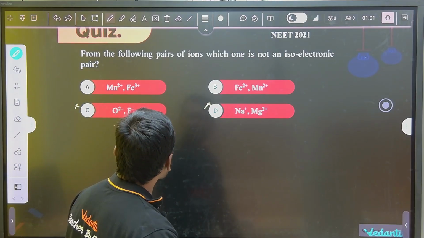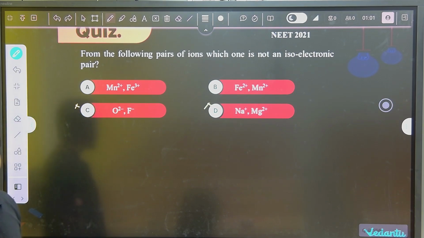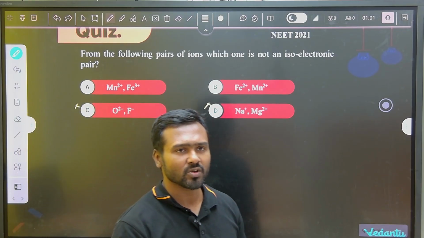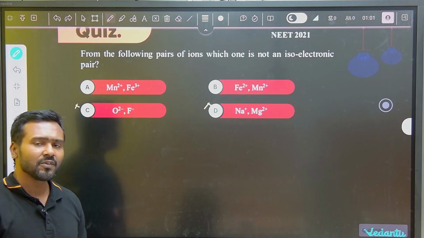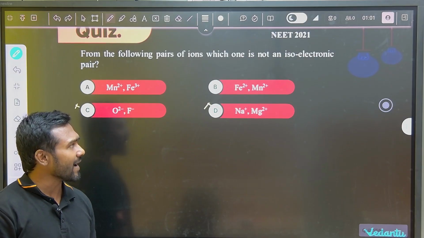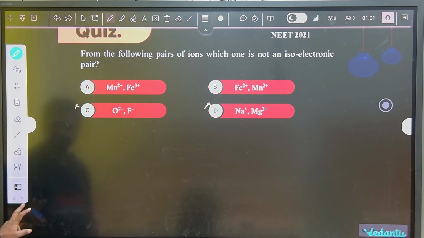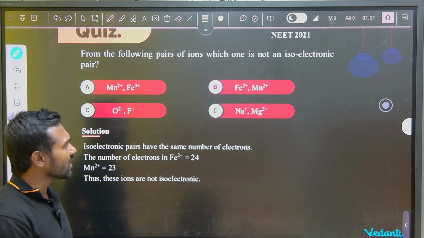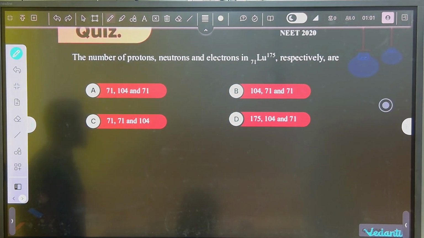Next, Mn2+. Manganese is 25, and 2 electrons removed gives 23. And iron is 26, and 3 electrons removed, so it will be 23. And Fe2+ and Mn2+: Fe2+, it is 26, 2 electrons are removed, it's 24. And manganese, 25, 2 electrons are removed, so it will be 23. So the answer is the second option. In the second option, you do not have the same number of electrons. Simple questions.